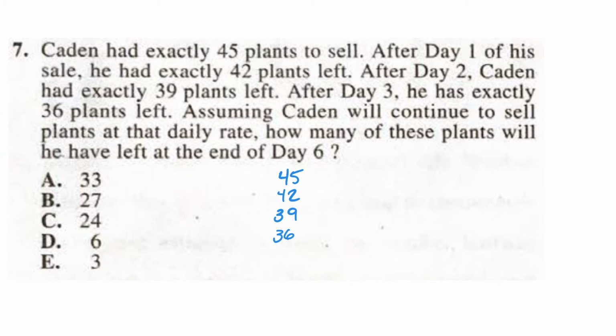Assuming Caden will continue selling plants at this daily rate, how many plants will he have? And here's where we got to really pay attention. How many plants will he have at the end of day 6? So as we do these numbers, we need to recognize where we are. This is day 1. This is after day 1. So we're going to just keep subtracting 3. So that would take us down to 33. That would take us down to 30. This would take us down to 27.